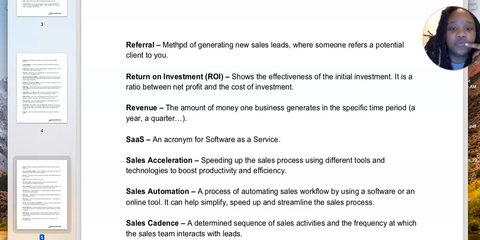Okay, speaking of revenue, revenue is the amount of money that one business generates in a specific time period, which can be yearly, quarterly, monthly, depending on the nature of the company.